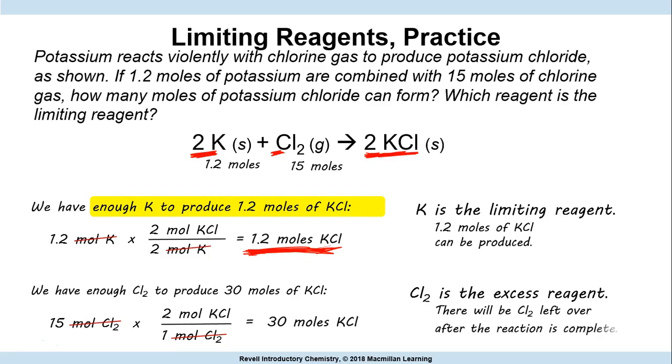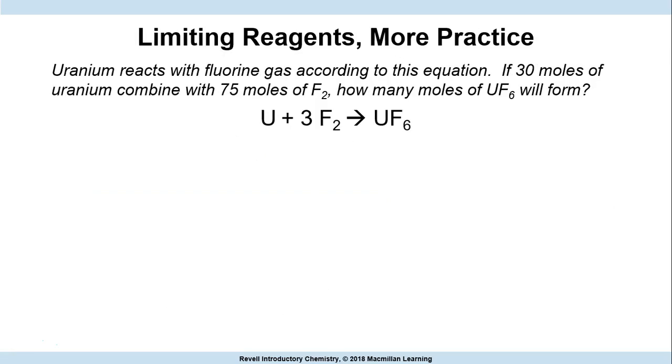Now, the chlorine that is left is called the excess reactant. So we will still have more of the chlorine left after the reaction has gone to completion. So this is how we calculate limiting reactants. Now, let's look at one more example before we move to another method.